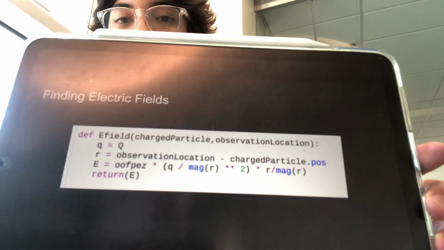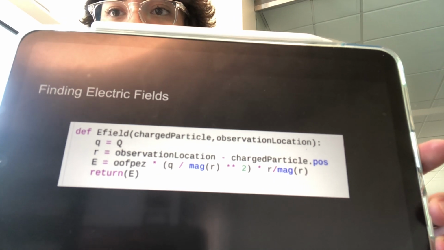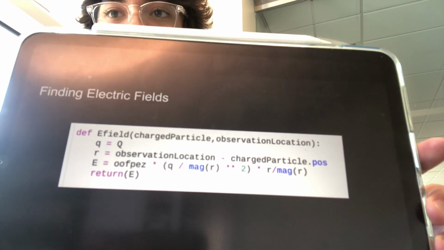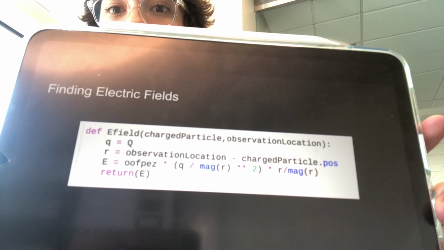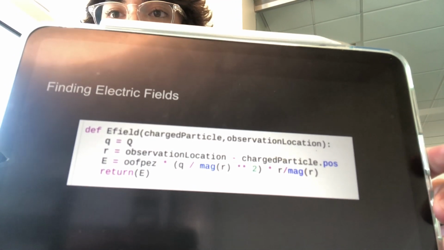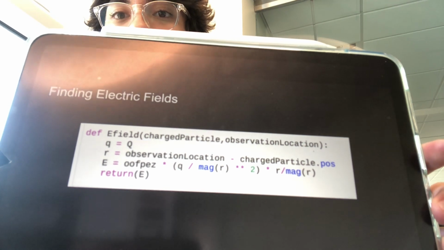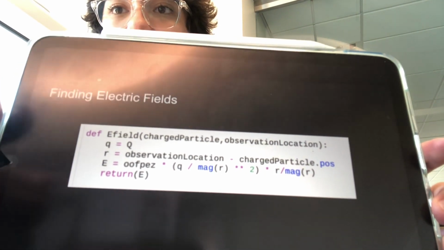For the electric fields, this was taken from Lab 0, and this is straight up Coulomb's law, and this was a function that was programmed to find each electric field.